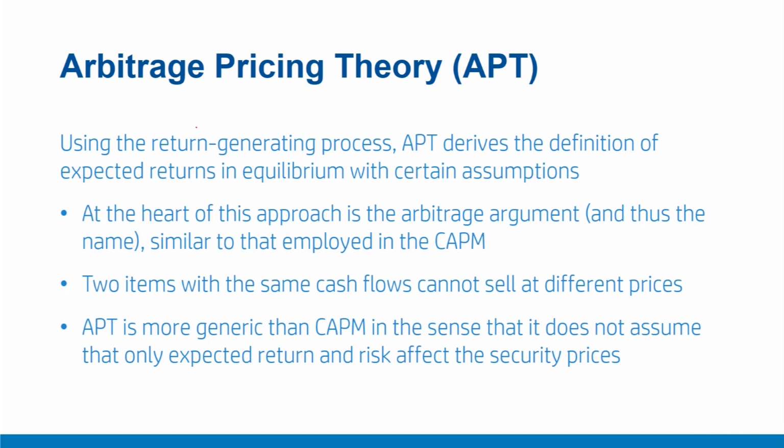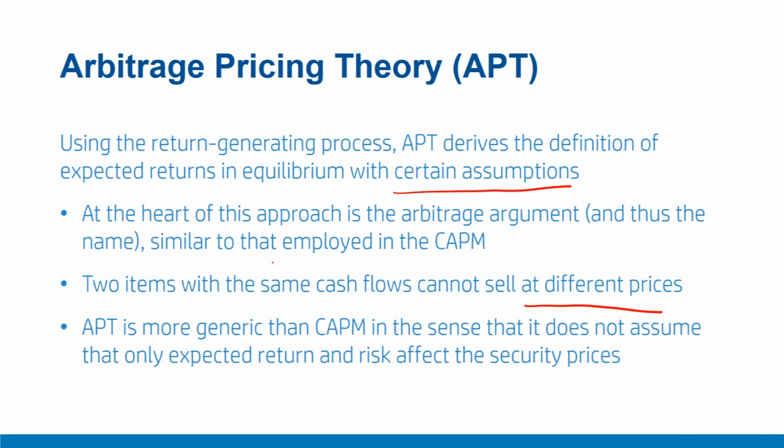Using this return generating process, APT derives the definition of expected returns in equilibrium with certain assumptions. The definition is as good as these assumptions hold. At the heart of this approach is the arbitrage argument, and therefore the name APT or arbitrage pricing theory. This APT is based on the law of one price. That is, two items with the same risk profile and cash flows cannot sell at different prices. This is at the heart of APT.